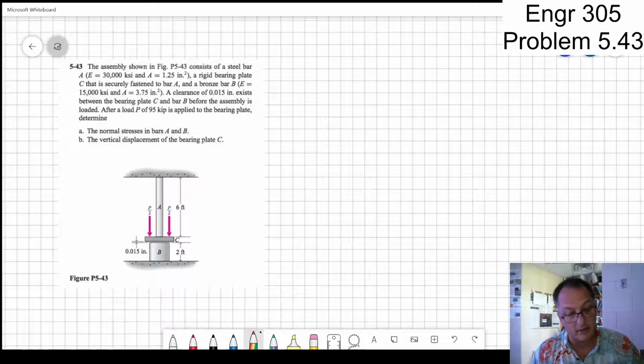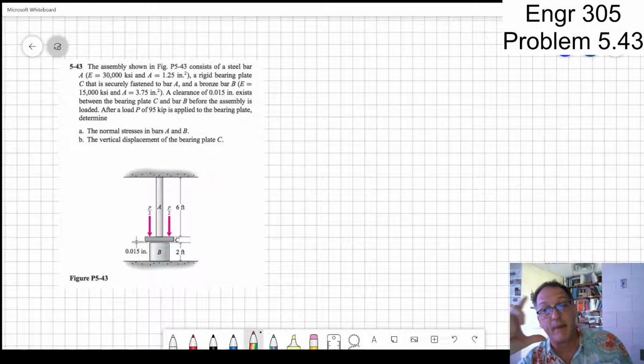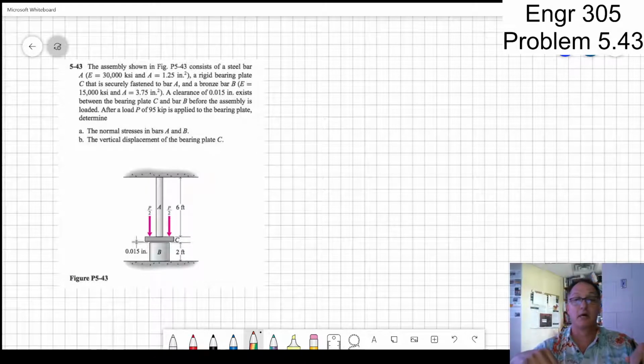Here's the problem. You already know the problem because you watched the other video for how to solve it properly. Now I'll show you how to solve it improperly. Think about what's going to take place in the system. The first thing that's going to happen is when I put the load on, as I ramp up the load, the steel is going to start to deflect.